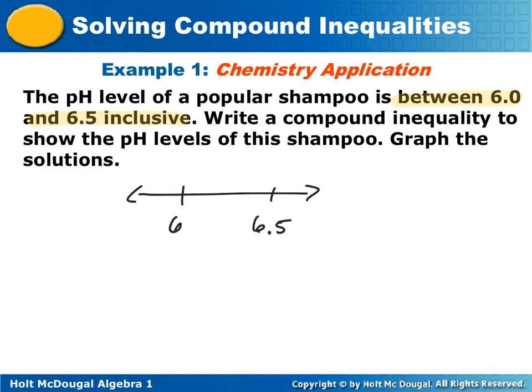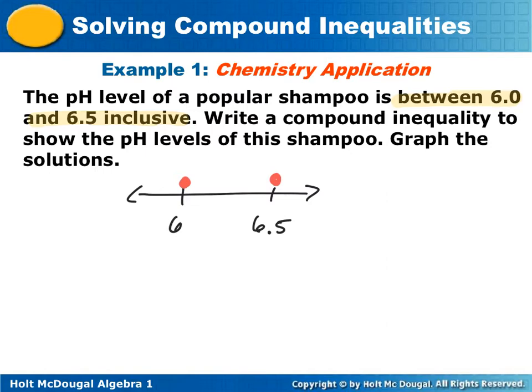Well, it's got to be between those two. Okay? Now, the word that you might not know here is inclusive. Inclusive means to include. So all that means is that it can be 6 and it can be 6.5. How you denote that on the graph is you color it in.